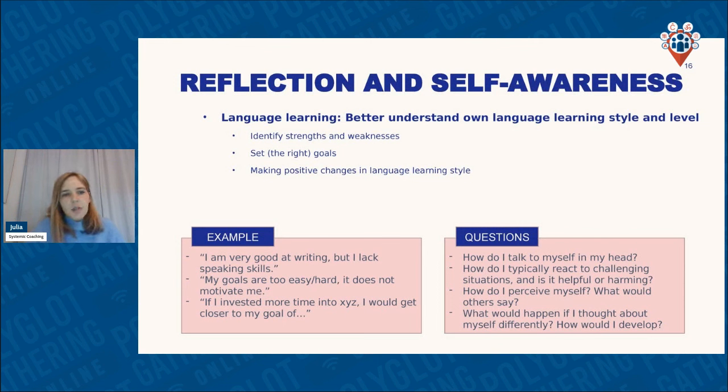Typical examples that I've heard is that I'm good at something, but maybe I'm not so great at speaking. So then adapting your learning style there could be an example. Or my goals are too easy or too hard, and thus they do not motivate me. Having this level of awareness where you are with your goal setting and regularly reviewing them could be an example applied to language learning, as well as then shifting your time, for example, to get closer to your goals.